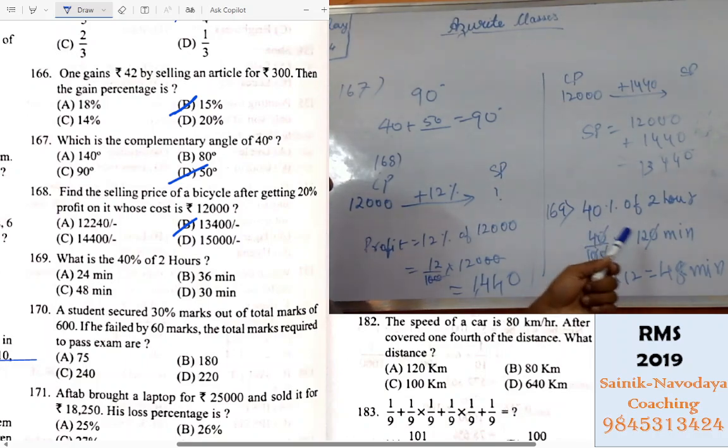So cancel the zeros, 1 zero here, 1 zero here. 4 into 12, 12 4s are 48 minutes. How many minutes? 48 minutes is the answer.